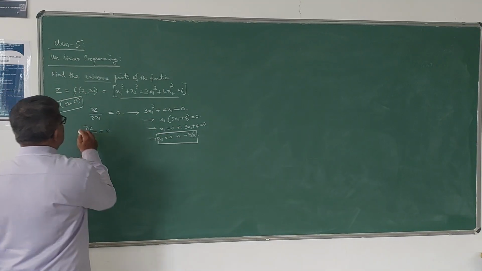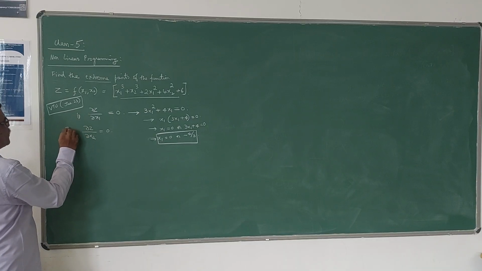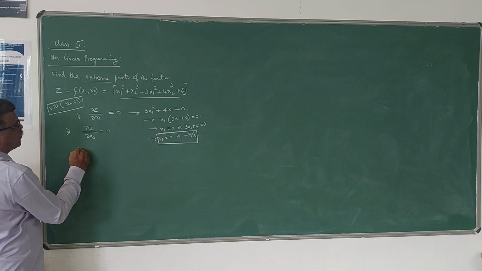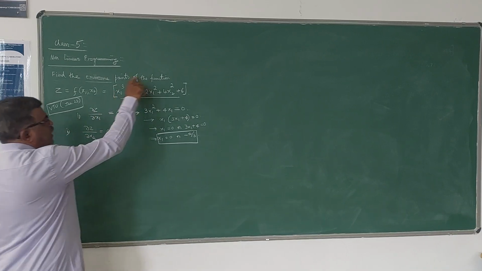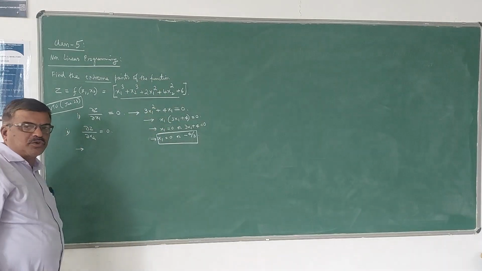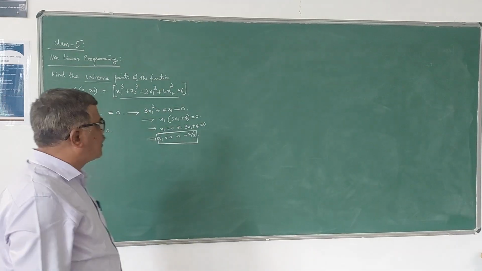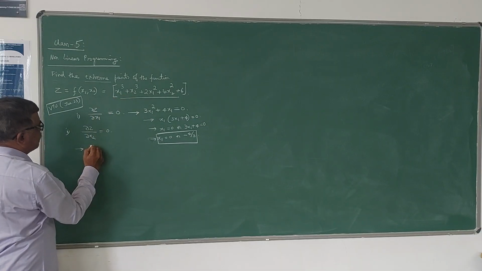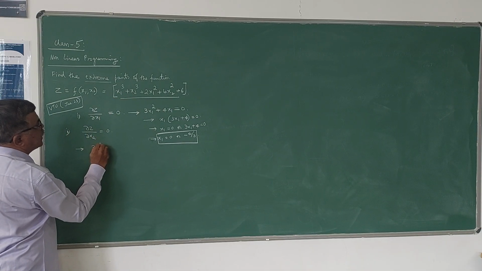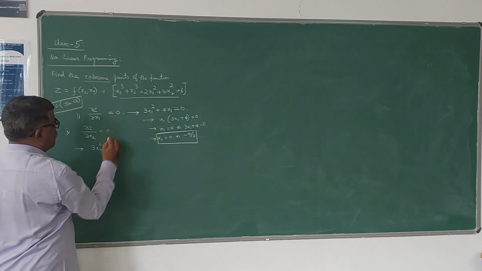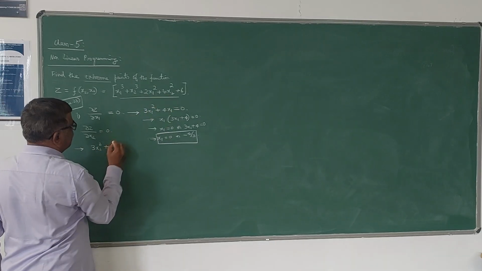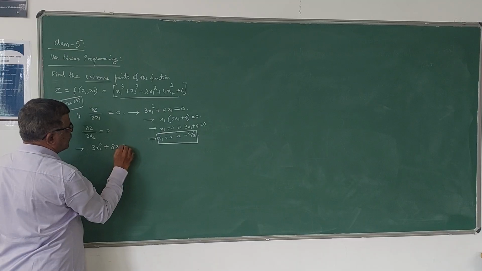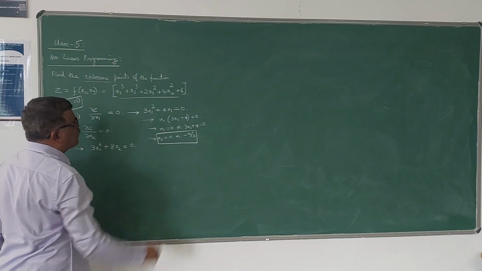Now the second condition is dou z by dou x2 is equal to 0. Once again we differentiate with respect to x2, treating x1 as constant. The derivative of the first term becomes 0. The second term derivative is 3x2 square. Derivative of the next term will be 0, plus the derivative of 4x2 square will be 8x2. Derivative of 6 is 0. Therefore it is equal to 0.